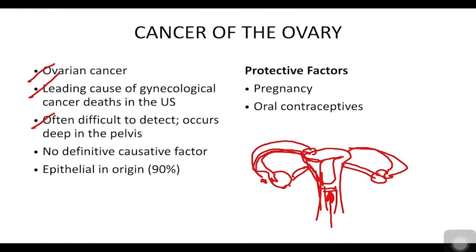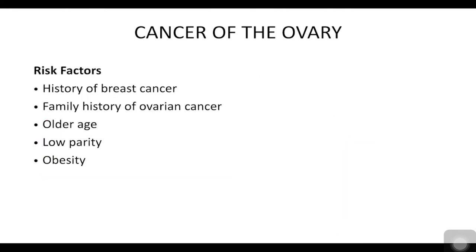And another thing why it's difficult to detect, there's no definitive causative factor. It suddenly also develops. It might be a metastasis, okay, or either the tumor develops directly there, okay. So epithelial in origin, which is 90% of the cases, okay. Protective factors for ovarian CA, if the lady gets pregnant and if ever she is taking oral contraceptives. Okay, for the risk factors, history of breast cancer. Another thing is familial history of ovarian cancer, older age, low parity, and obesity. Okay.